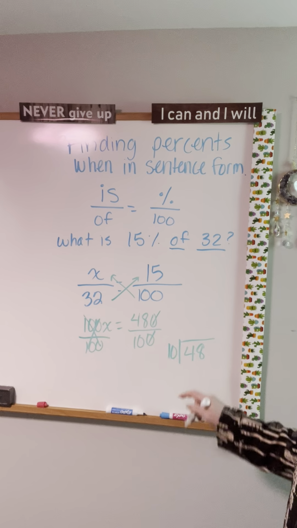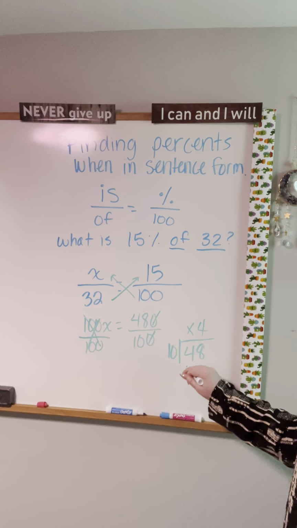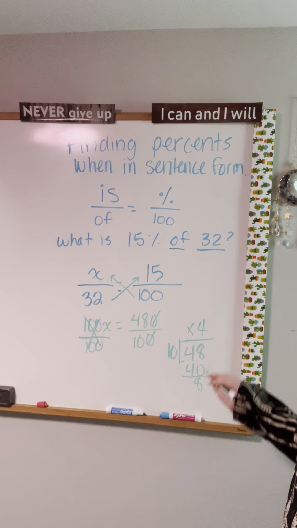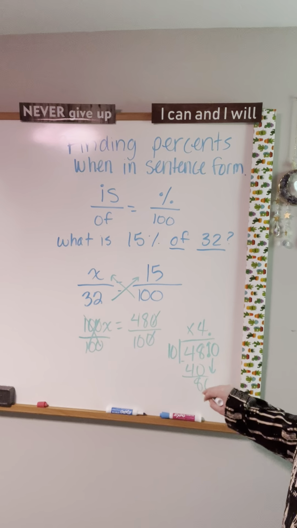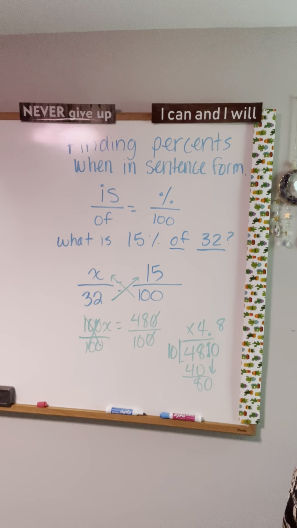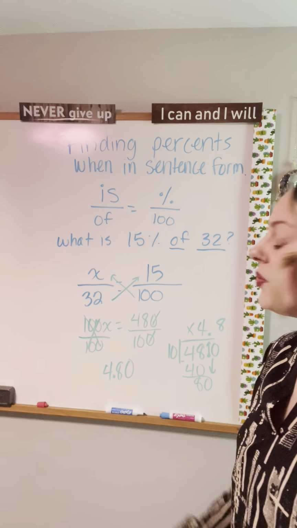So now I could just be dividing by 10. 10 goes into 48 4 times. That's 40. I'm left with 8, right? I have to add a decimal before I can move on. And then 10 goes into 80 8 times. So what is 15% of 32? It's either 4.8 or 4.80.